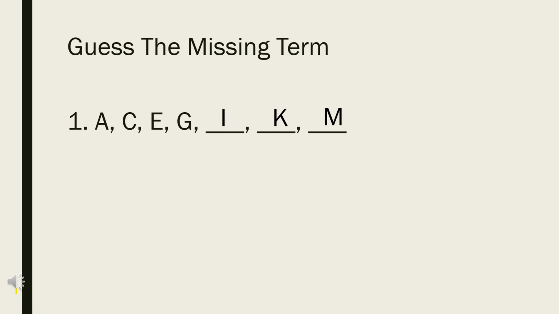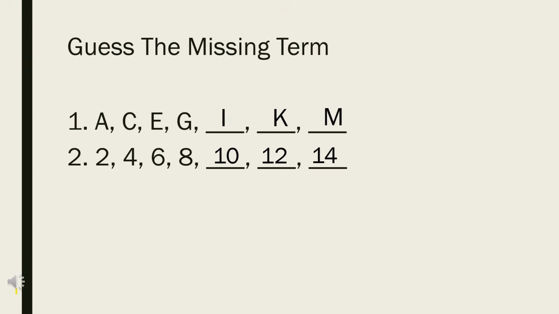Number 2, we have 2, 4, 6, 8. The next three terms here are very obvious. These are just the even numbers. So we have 2, 4, 6, 8. Of course, the next one is 10. We have 12, and we have 14. Another way is by adding 2 in every term. So we have 2 plus 2 is 4, plus 2 is 6, plus 2 is 8, plus 2 is 10, and so on. We have the same answer, 10, 12, and 14.